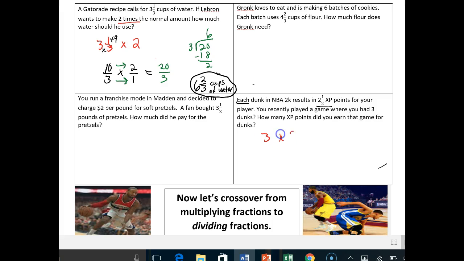So 3 times 2.5. So again, you are going to go ahead and say, all right, 2 times 2 plus 1 is 5. This I can change to a fraction, just make it 3 over 1 times, and this is now an improper fraction of 5 over 2. Keep the denominator, right? Anything I can cross cancel here? No. So I'll just multiply straight across. 3 times 5 is 15 over 2. Let's change that to a mixed number now. 2 into 15, 7 times with 1 left over. So you earned 7 1/2 XP points to do something with them. I don't know, make your player get a new pair of shoes. And I don't know what happens on NBA 2K.